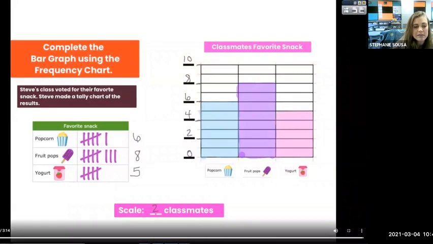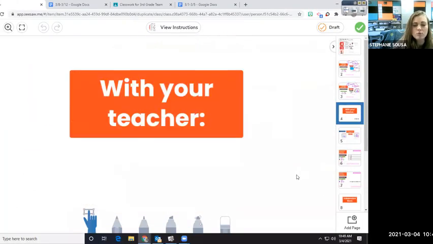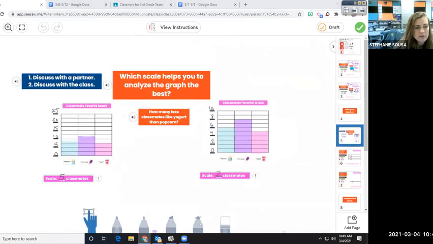So your assignment today is going to be determining appropriate scales to use with sets of data. So let's take a look at slide 5 together, please. I'll take a moment to look at your screens and make sure you are on slide 5.